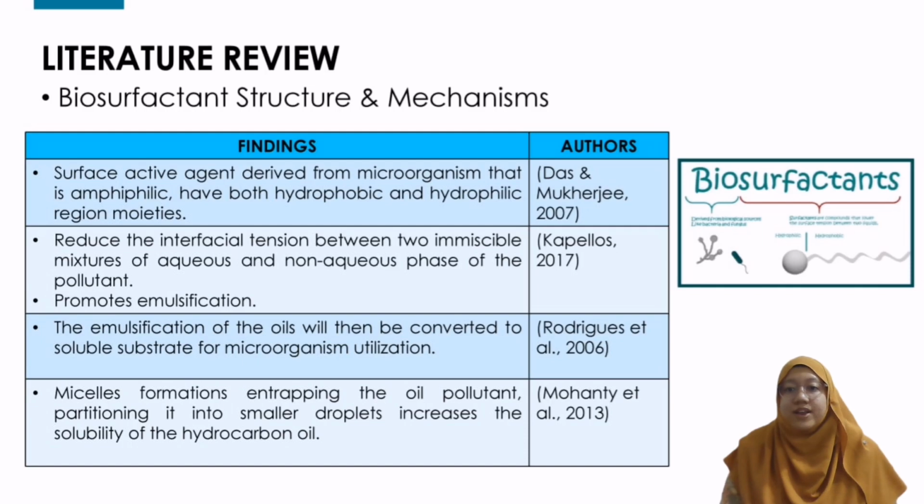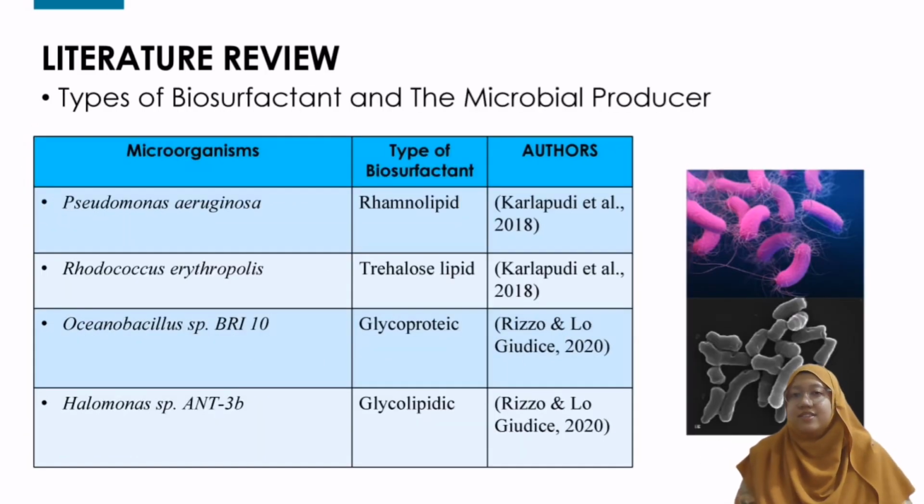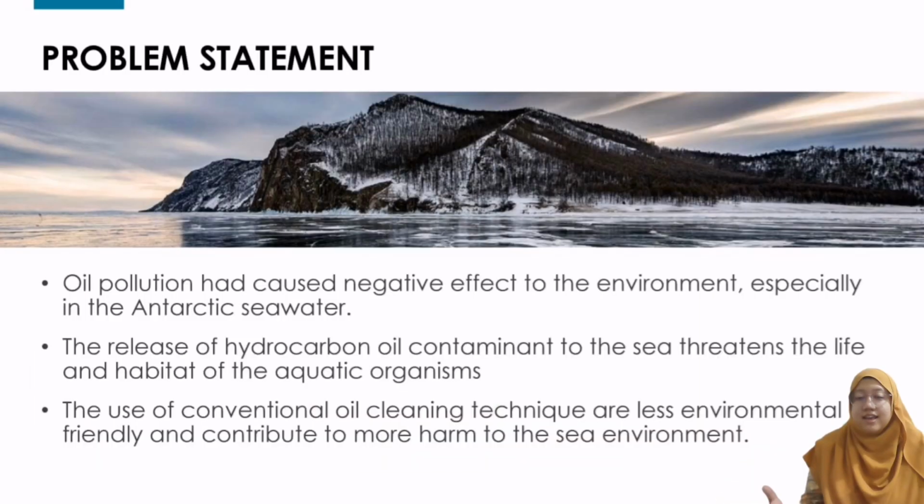Emulsification is the process when the oil is being degraded and converted into small soluble substrate that can be utilized by the microorganism. There are several types of biosurfactant metabolites produced from different microorganisms. For example, rhamnolipid produced by Pseudomonas aeruginosa, trehalolipid by Rhodococcus erythropolis, glycoprotein by Oceanobacillus species BRI10, and glycolipid by Halomonas species ANT3B. Next, let's move on to the problem statement of the research.